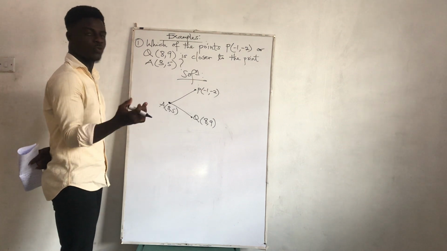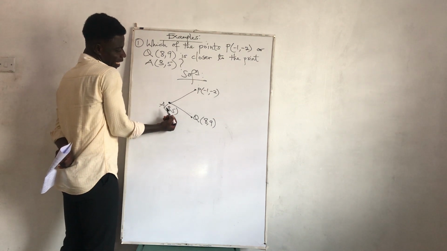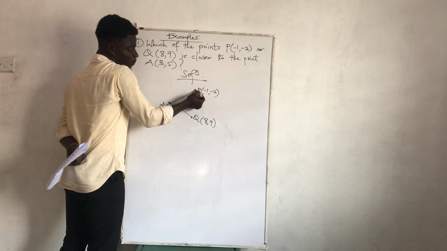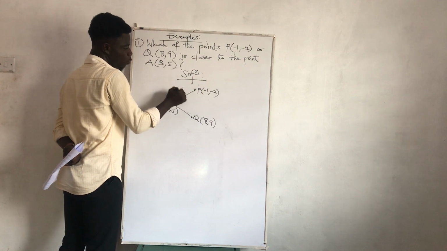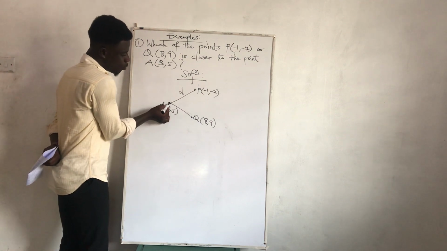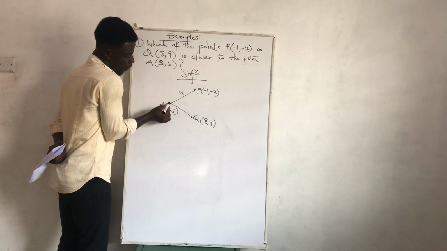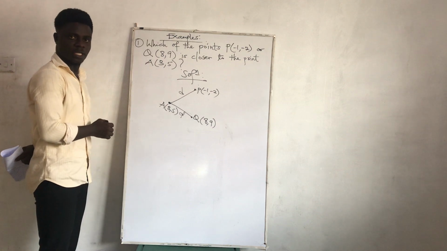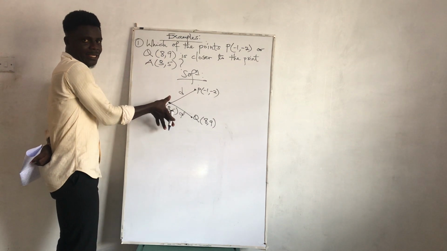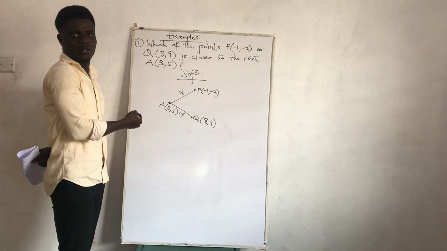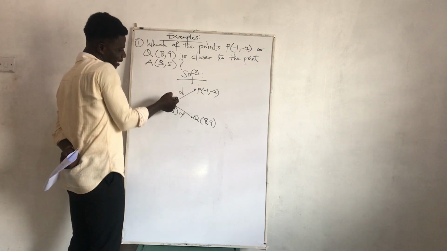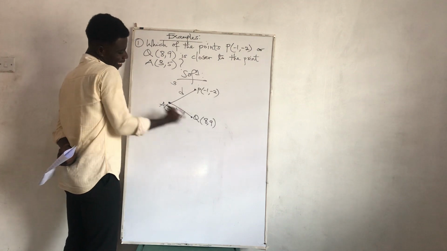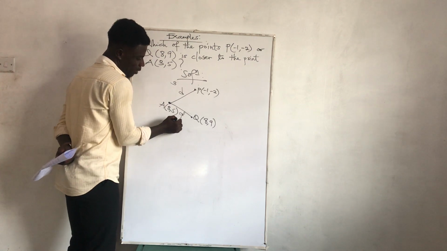So now what do we have to do? We have to find the distance from point A to point P, which is the same as the distance from P to A. Then we also have to find the distance of A to Q, or from Q to A. Do you understand that? Then we compare and take the one which is less. So if you get the distance AP to be 3, and the distance AQ to be, let's say, 2.